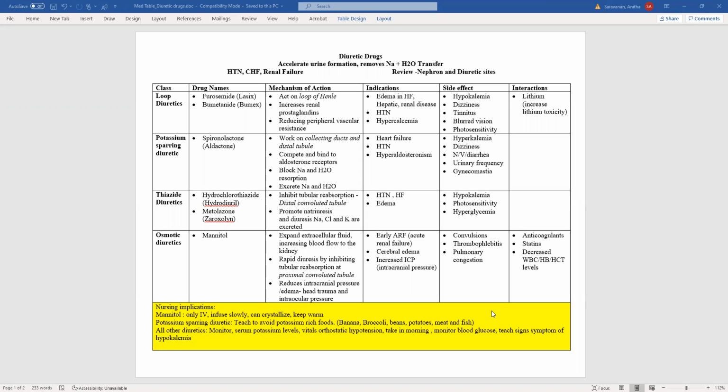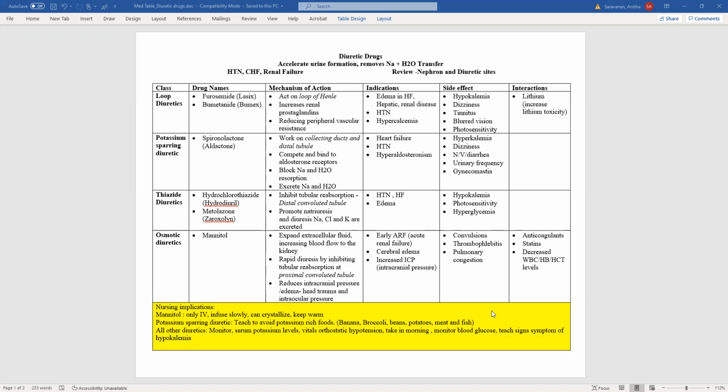Sometimes these medications can be given to treat heart failure and some types of edema caused by renal or hepatic diseases. Sometimes some medications, such as osmotic diuretics, are given to treat IOP, meaning increased intraocular pressure, or increased ICP, that is increased intracranial pressure. Just keep this in mind, along with the function of the nephron in terms of fluid balance and treating heart failure, hypertension, and renal failure.